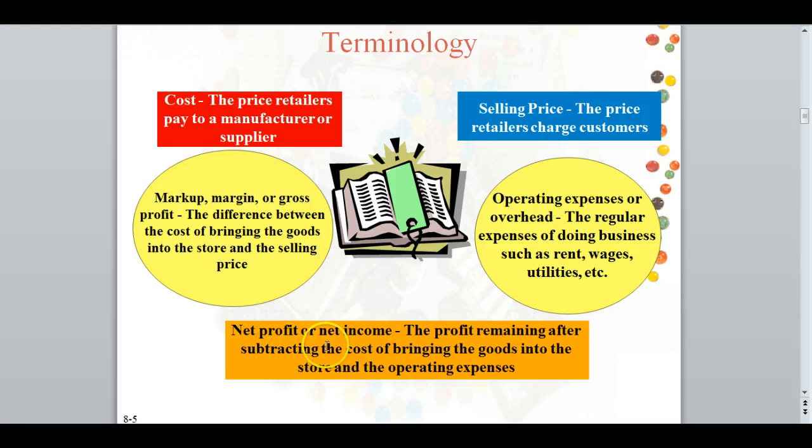So then our net profit or net income. Net profit is the profit remaining after subtracting the cost of bringing the goods into the store and our operating expenses. So after we've figured out the difference between our cost and our selling price, also called our gross profit, we take gross profit minus our operating expenses, which gives us our net profit.